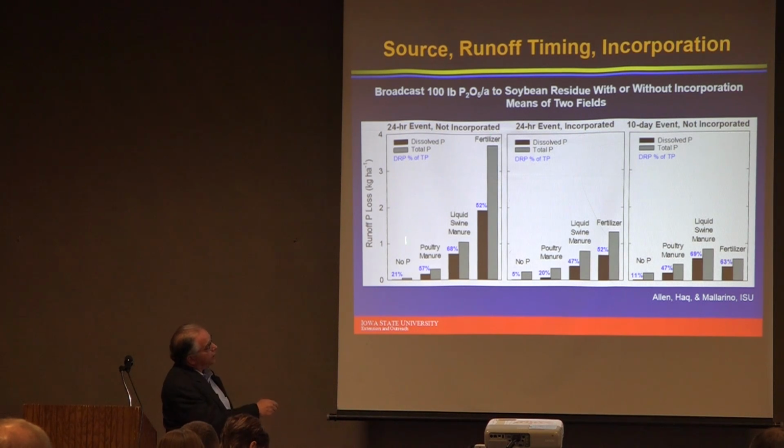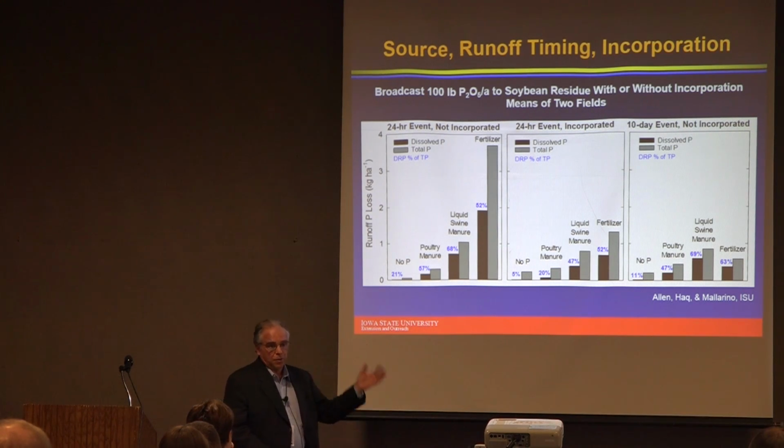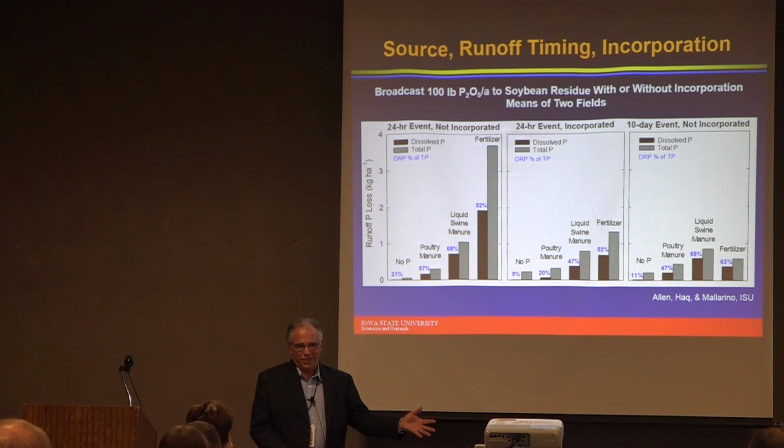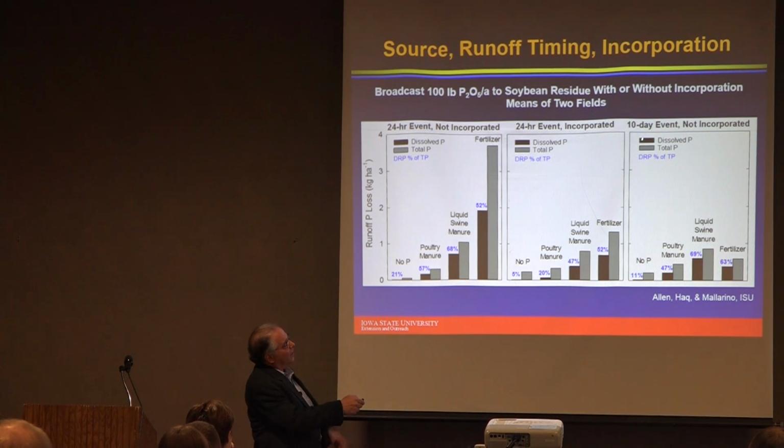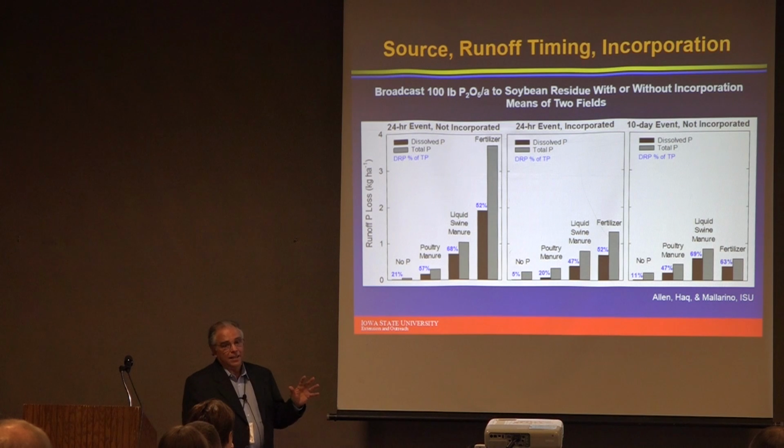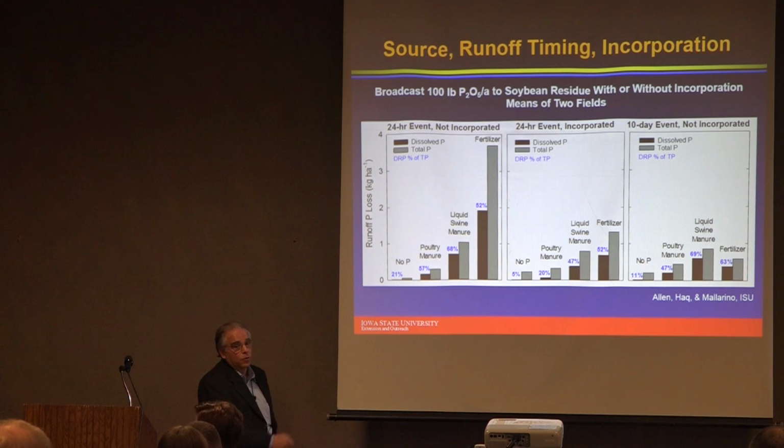Now, we incorporate the phosphorus. It was 100 pounds. And then we cut these losses. But the cut is most significant for fertilizer than for manure. But you know what? We just leave it on the surface. We don't do tillage. If there is even a 10-day delay in a runoff event, we have phosphorus losses even less than when we do the incorporation.